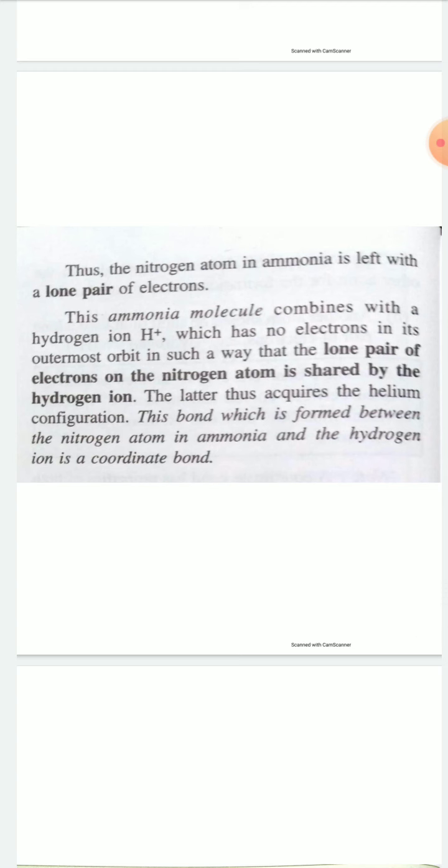This ammonia molecule combines with the hydrogen ion, H plus, which has no electrons in its outermost orbit. That's why ammonia can combine with the H plus ion in such a way that the lone pair of electrons on the nitrogen atom is shared with the hydrogen ion.